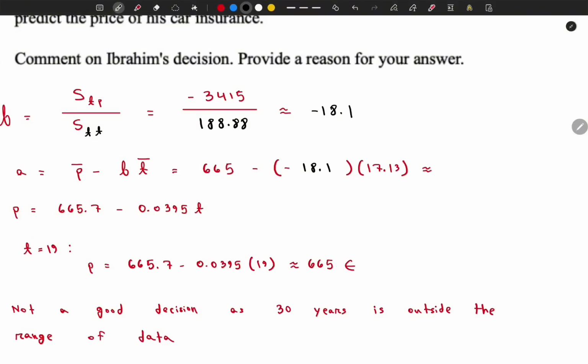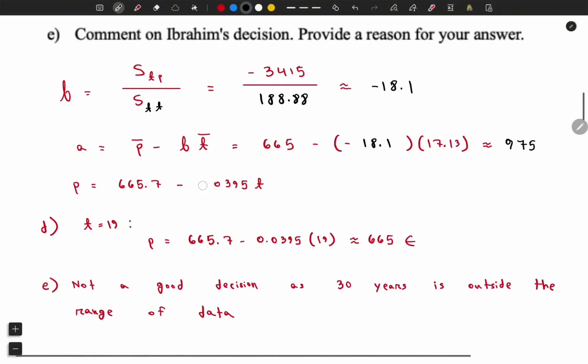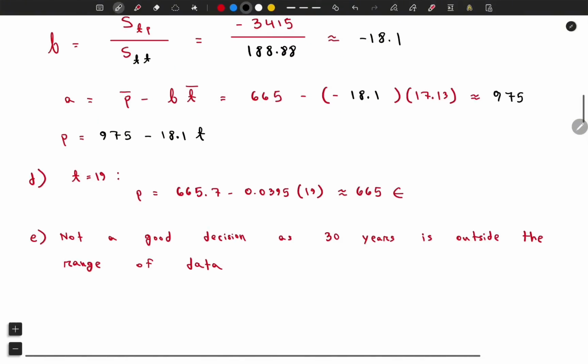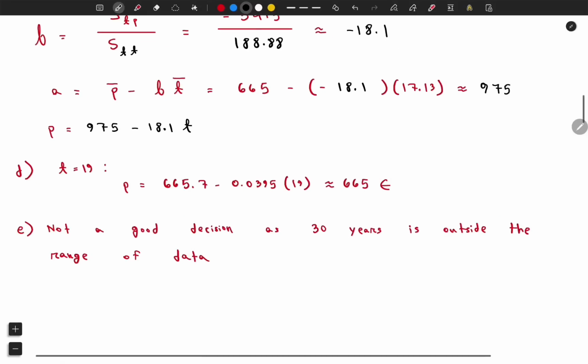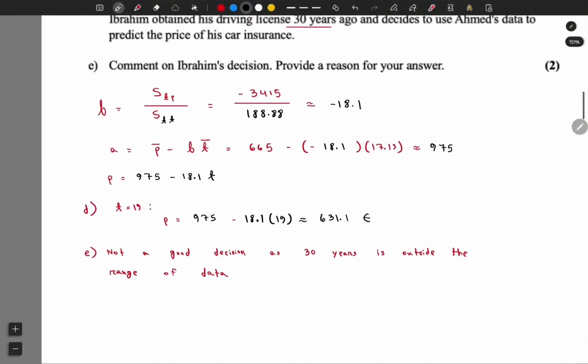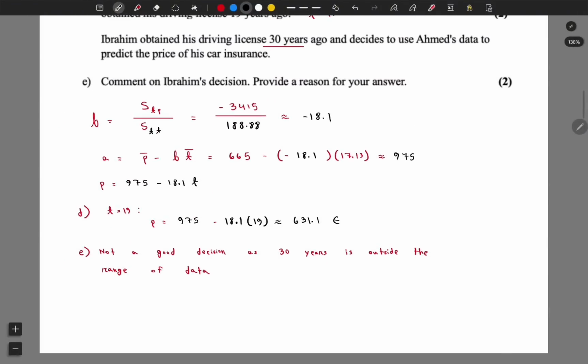So now if we change the values, it's negative 18.1, so the value of A will change. The value of A is 975. So the equation of the regression line is 975 minus 18.1t. Now from part D, the value of t is 19. So the value of P will be 975 minus 18.1 times 19, which is equal to around 631.1 euros. So that is it for this part.